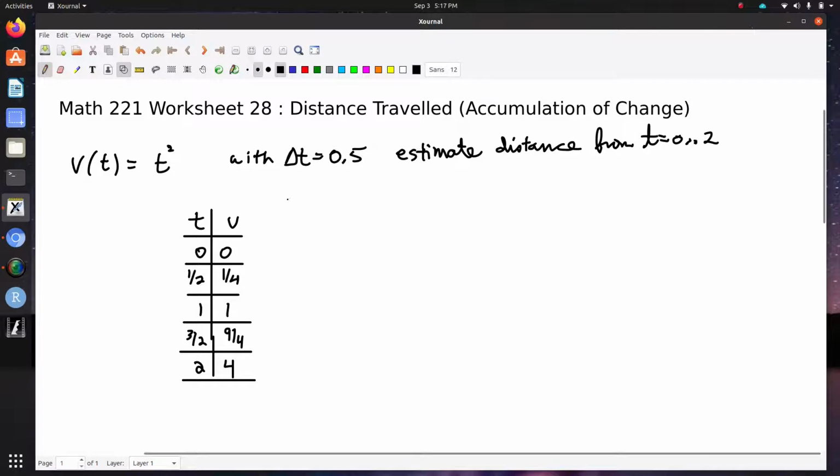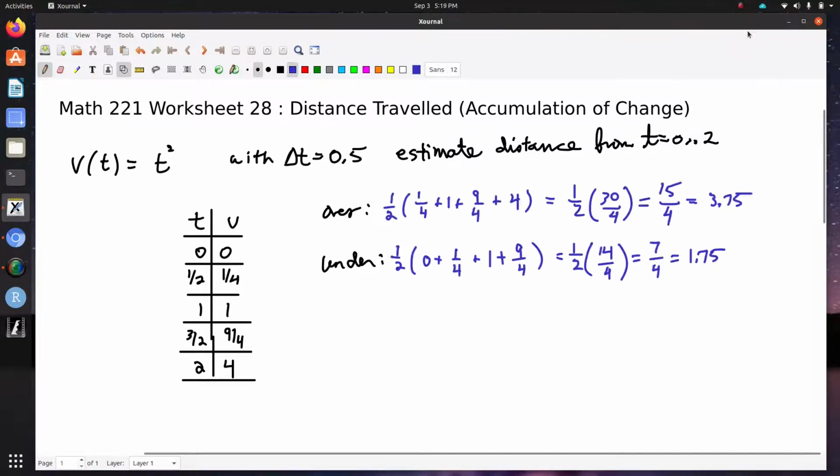Okay, and now we just do the same thing we did before with our table, and I'm going to do an overestimate and an underestimate. I would like you to do that. So you go do it and pause the video and I'll do it. Okay, so my overestimate, I got 3.75, and my underestimate, I got 1.75.